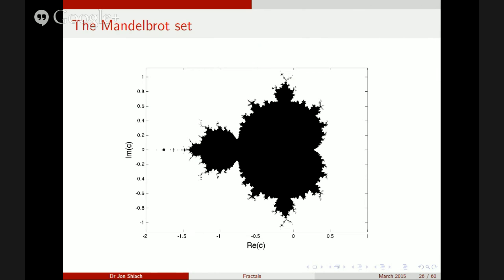Okay, so if we do the same for lots and lots of points. So here I've got my C in the range real parts minus 2 to 1. My imaginary parts are about minus 1.2 to plus 1.2. And what I've done here is I've drawn a point in black if it's a member of the Mandelbrot set. It's in white if it escapes somewhere. Okay, and that's a Mandelbrot set.